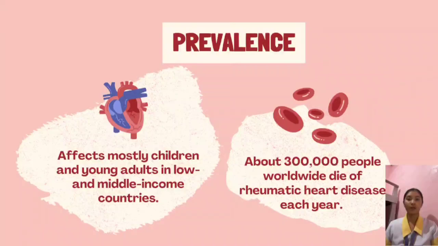Next is the prevalence and epidemiology of rheumatic heart disease. So rheumatic heart disease predominantly affects children and young adults in low and middle income countries due to a combination of socioeconomic, environmental, and healthcare related factors. So rheumatic heart disease is a significant public health issue with about 300,000 deaths annually worldwide.